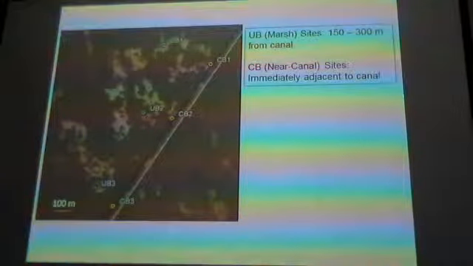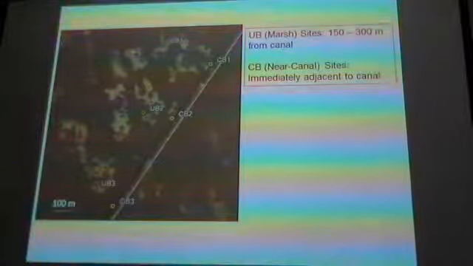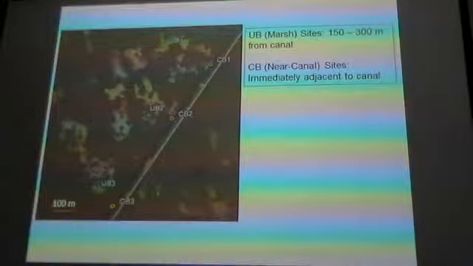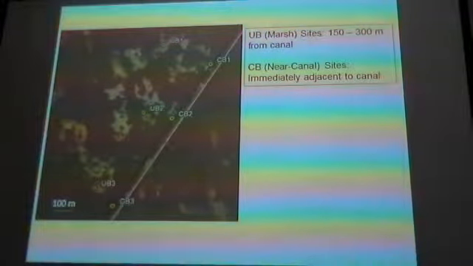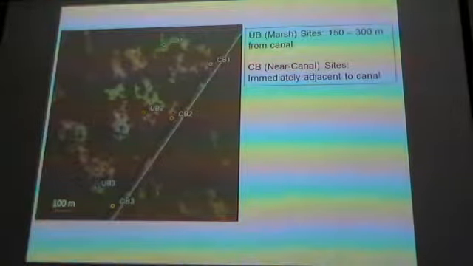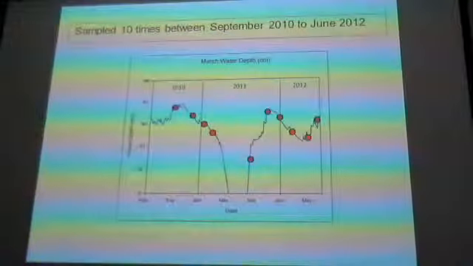There's 3 sites that I set up immediately adjacent to the canal, the CB sites, and they're as close to the canal as I could be without being in the canal. And then 150 to 300 meters in, I have these marsh sites, the UB sites, trying to set them up as a transect, though there are pretty big differences between each one of these sites.